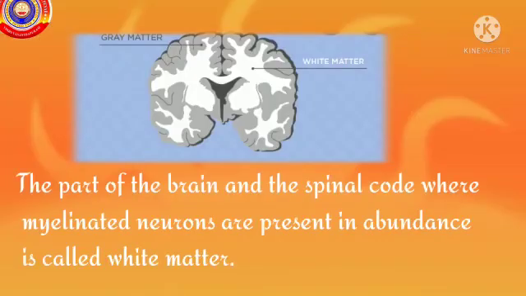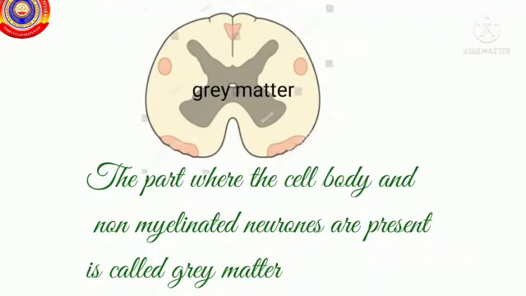We learned that the myelin sheath is shiny white in color. The part of the brain and the spinal cord where myelinated neurons are present in abundance is called white matter. The part where the cell bodies and non-myelinated neurons are present is called gray matter.